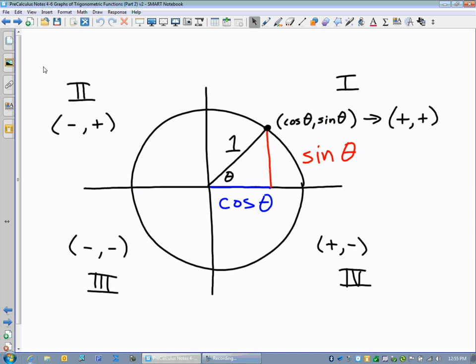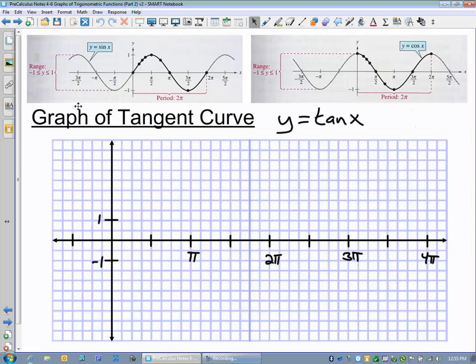All right, so looking ahead, we're now going to look at the tangent curve. So we're going to find the graph of the tangent, y equals tangent of x. One more important thing to realize with that last diagram was that the input of the sine and cosine functions is an angle, and the output is the length of a segment. That'll become important later when we do inverse trig functions.